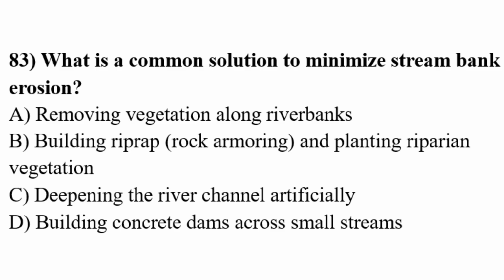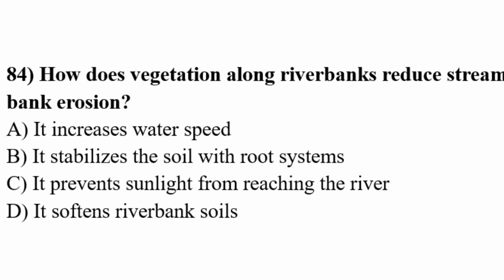83. What is a common solution to minimize stream bank erosion? A. Removing vegetation along riverbanks. B. Building riprap, rock armoring, and planting riparian vegetation. C. Deepening the river channel artificially. D. Building concrete dams across small streams. Answer: B. Building riprap, rock armoring, and planting riparian vegetation.